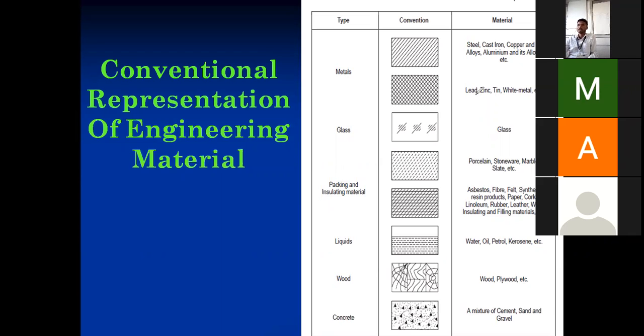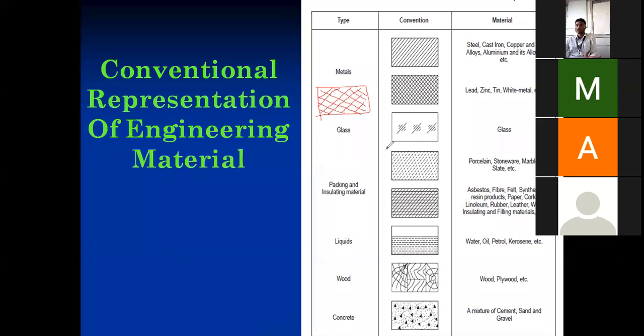Whenever there is more friction, lead, zinc, tin, white metal. Double hatching is there. You have learned graphics. So in that case, lead, zinc, tin, white metal, double hatching. 45 in this way, 45 in this way, and in this way. So students sometimes ask us, what is the size of that rectangle? It is your choice. Just draw a rectangle.